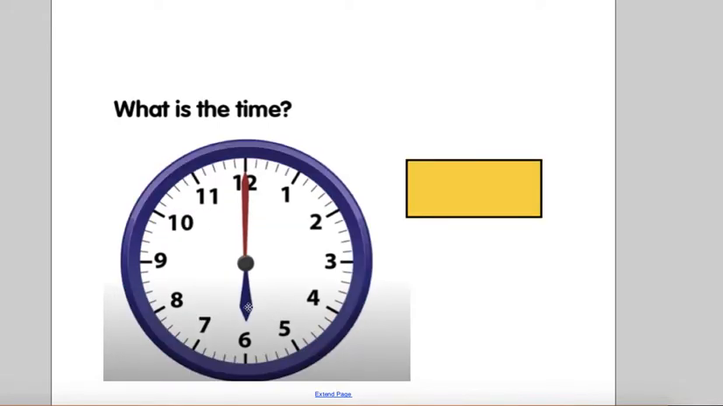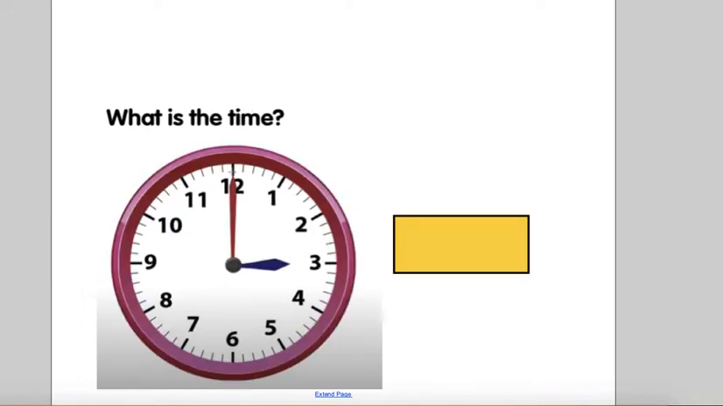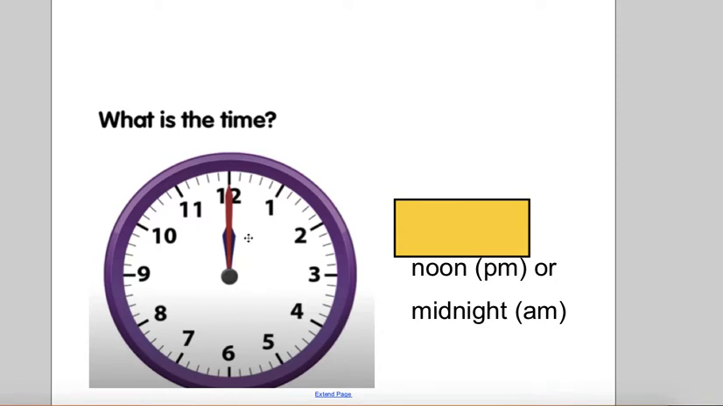The short hand, the hour hand, is on the 6. The minute hand is on the 12. So it's 6 o'clock. Okay, here the short hand, the hour hand, is on the 9. The minute hand is on the 12. This is 9 o'clock. Let's see if you can do the next one. What time is this showing? Yes, it's 3 o'clock.